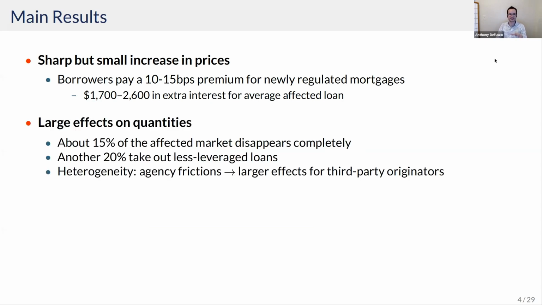Okay, so of the segment of the mortgage market that's going to be newly regulated when this policy comes into place, we're going to find that about 15% of that portion of the market just completely disappears. Lenders no longer make these loans anymore. And then for an additional 20% of that affected market, borrowers who would have otherwise gotten the highly leveraged loans end up taking out less leverage. Okay, so that's a quite large quantity response, in particular relative to this price effect we're finding, right?